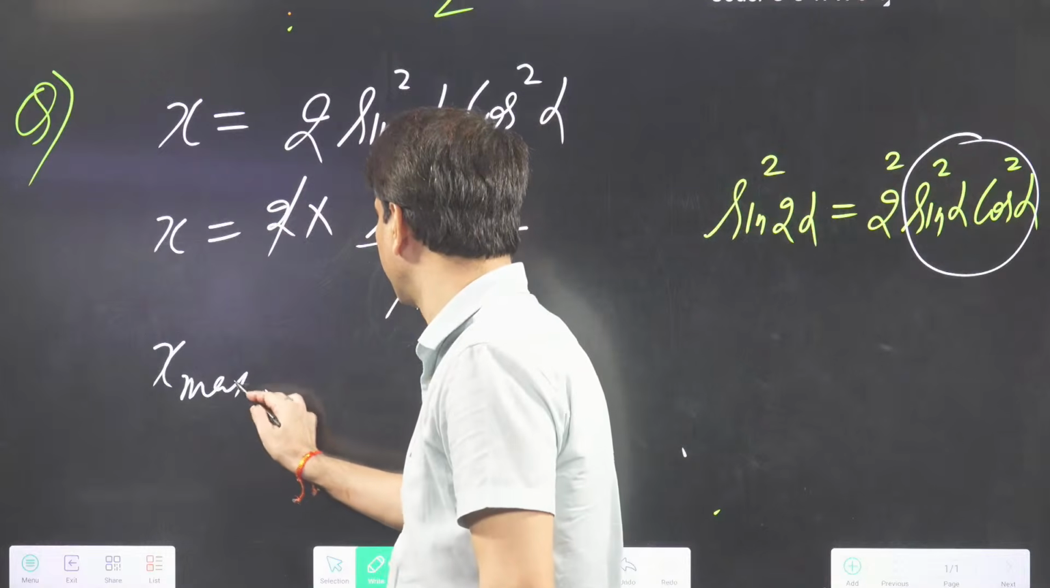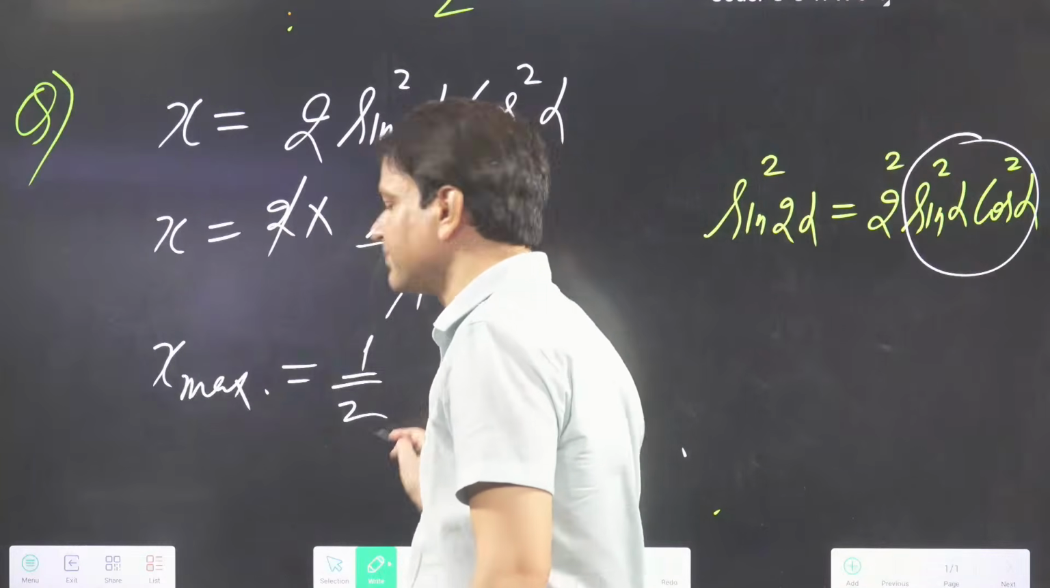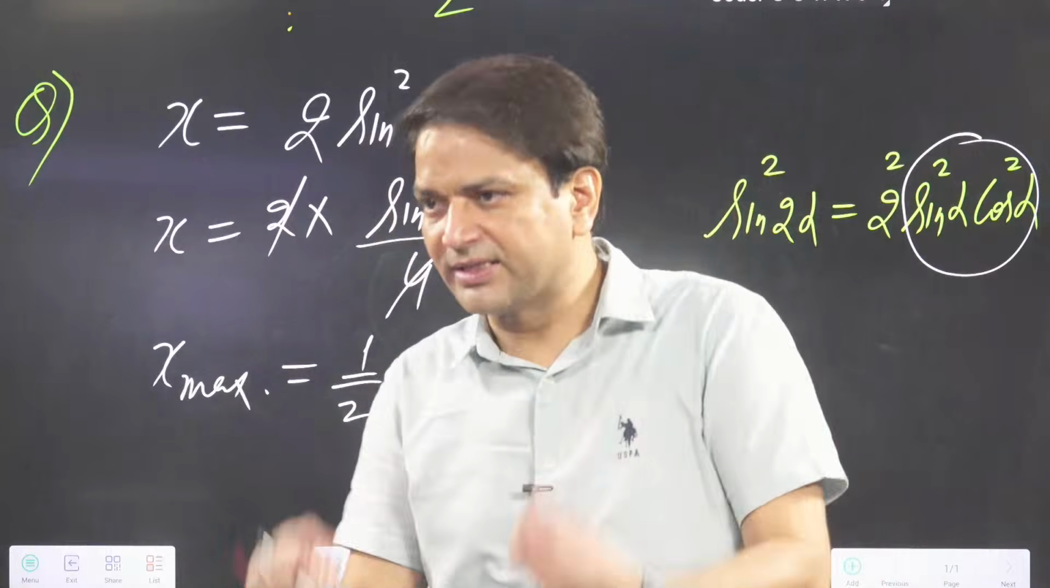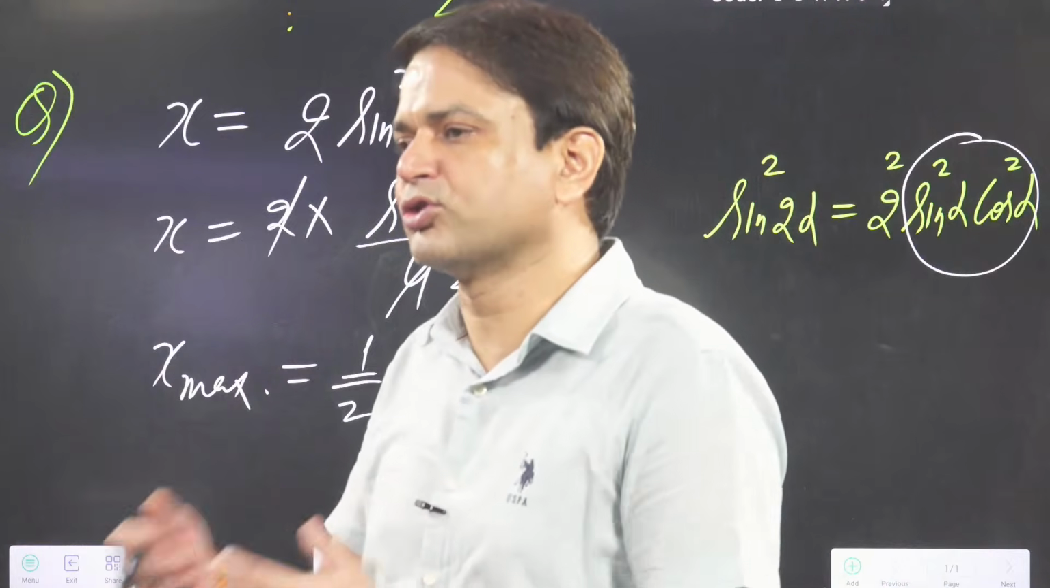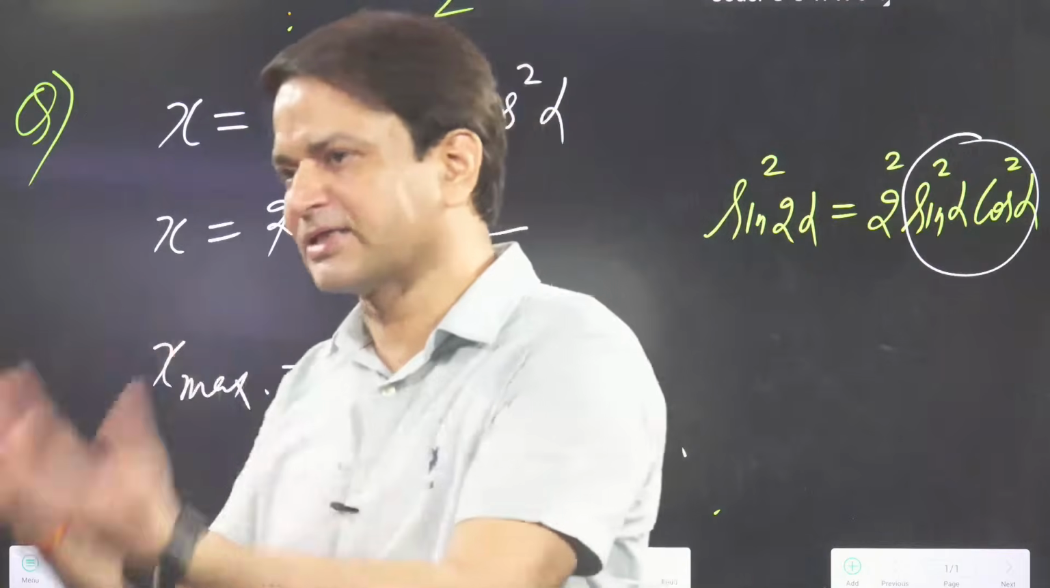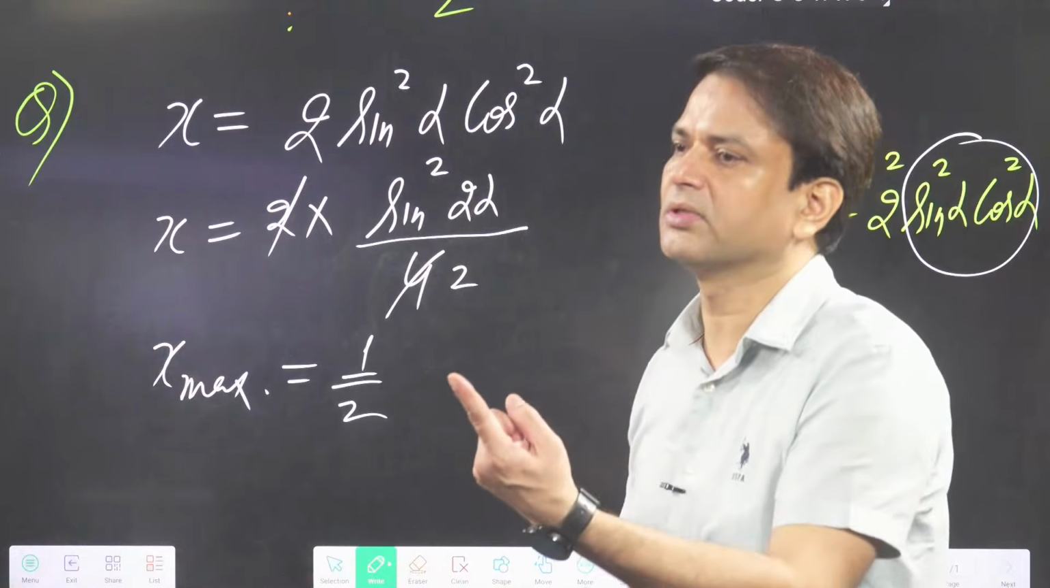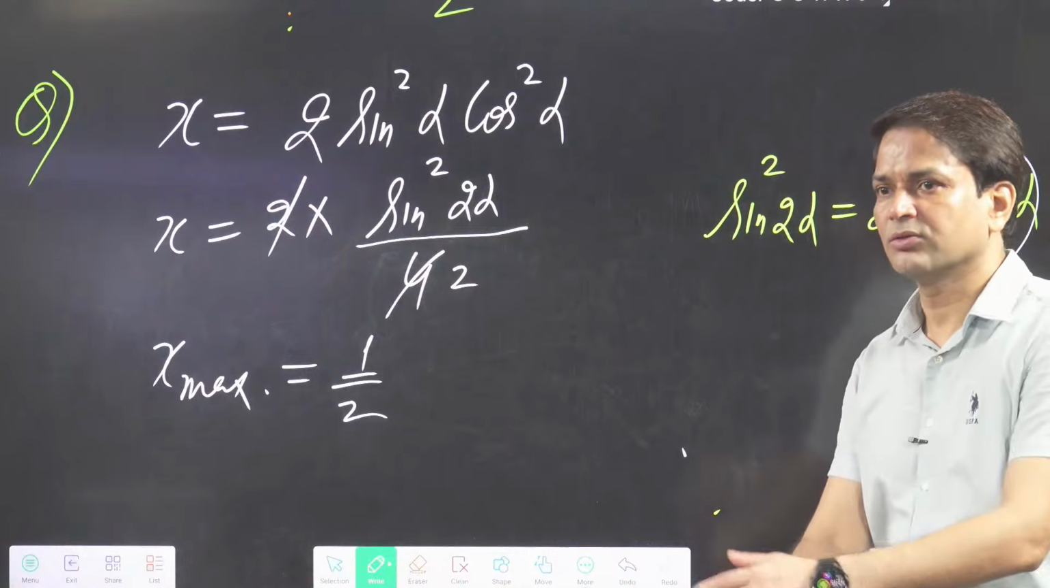X max is equal to 1 by 2. Sin theta maximum value is 1. So if you are taking less than 1, the square will be less than 1. So maximum sin square theta is also 1. So what is the x max we got?